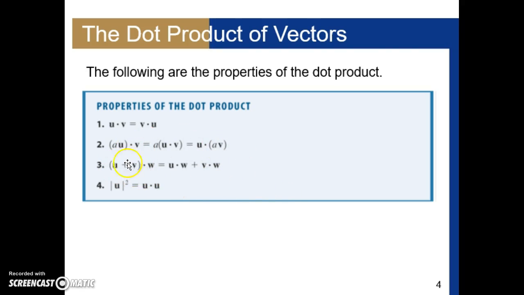And then we can take the sum of two vectors and dot product it with a third vector, and this is the result. It would be the dot product of the first vector with this one plus the dot product of the second vector with this one. And that's because the dot product is full of multiplication. And the magnitude squared of any vector is equivalent to the dot product of that vector with itself.